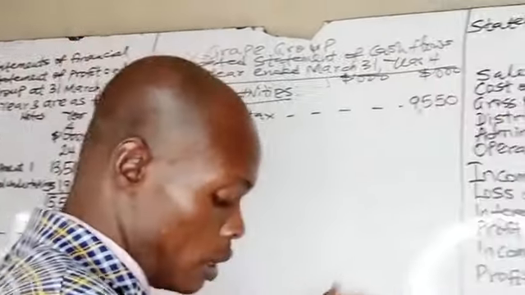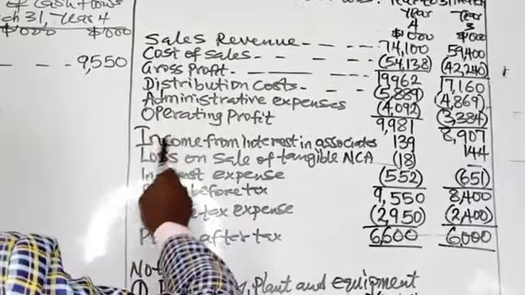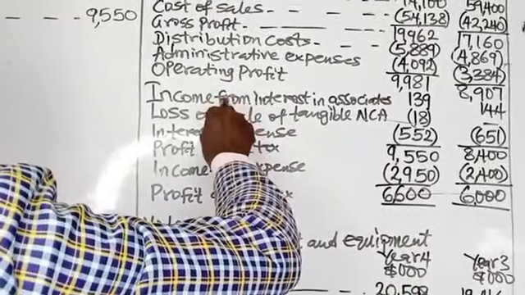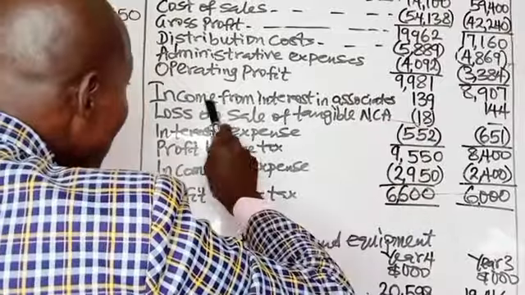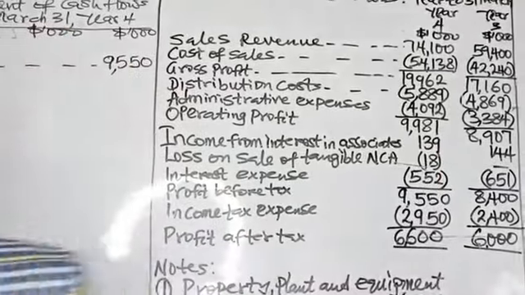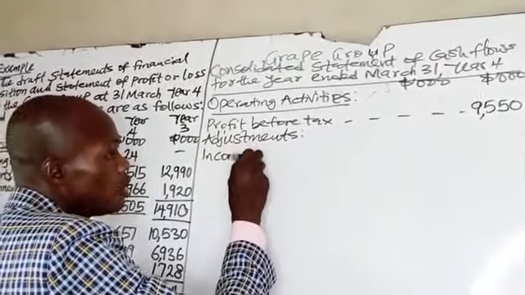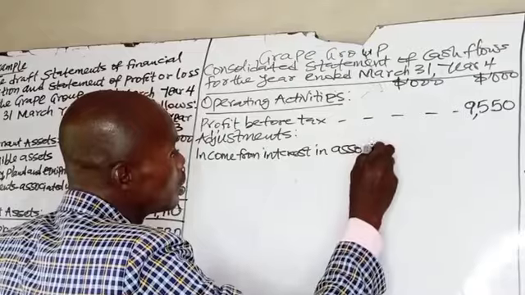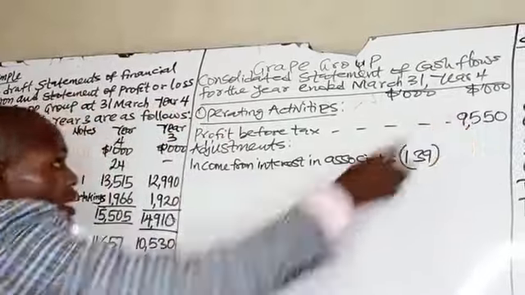Now, let's go through the profit or loss. What are those things that can be seen on the face of profit or loss that will require adjustment? So income from interest in associates. This will be used to calculate the dividend from associates. That is an item to be treated net of operating activities. Income from interest in associates will lead to an increase in the profit before tax, so we are going to subtract it. So we have income from interest in associates. That is 139 naira. We subtract it because it has led to an increase in the profit before tax.